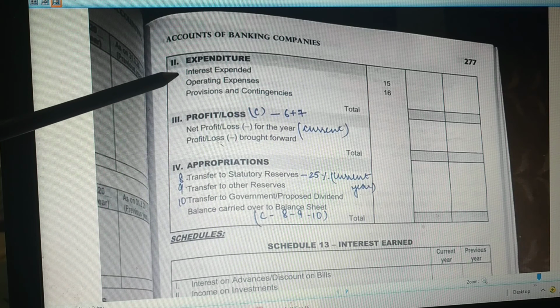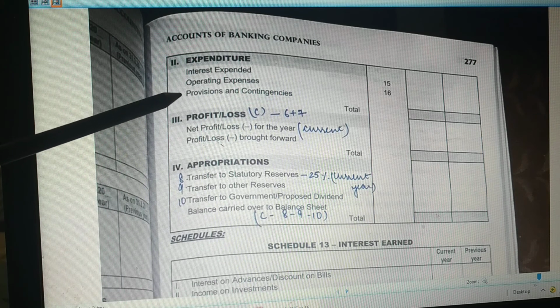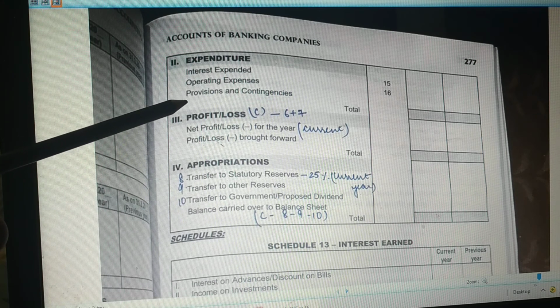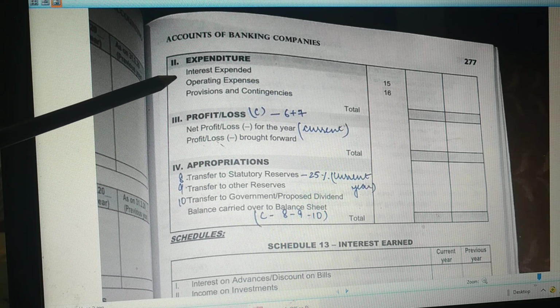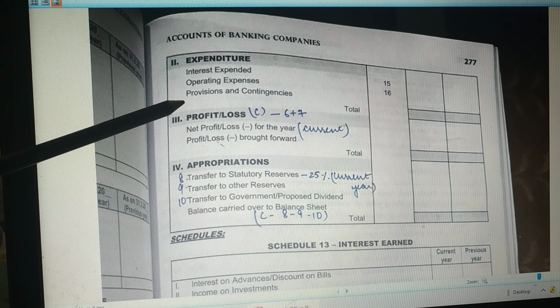Here you will find interest expended. Expended refers to the interest paid to the people. And the next is operating expenses, all the expenses with regard to the day-to-day affairs of a banking company. Now here the important thing is provisions and contingencies, all those expenses which were not there in 13, 14, 15, 16, but there were some kinds of provisions which a bank prepares, will be part of the provisions and contingencies.